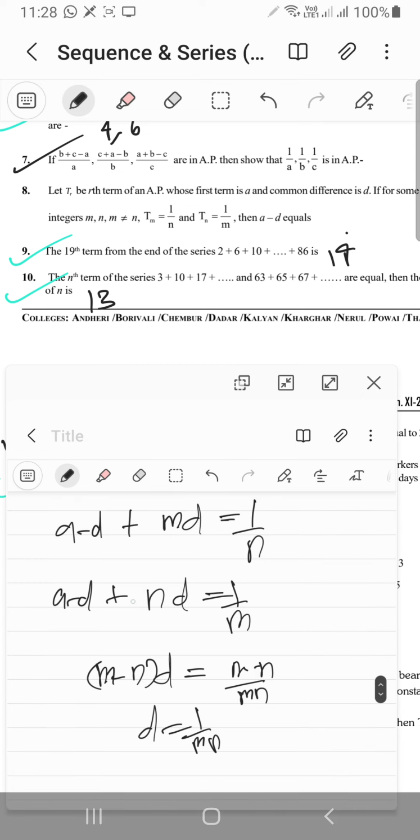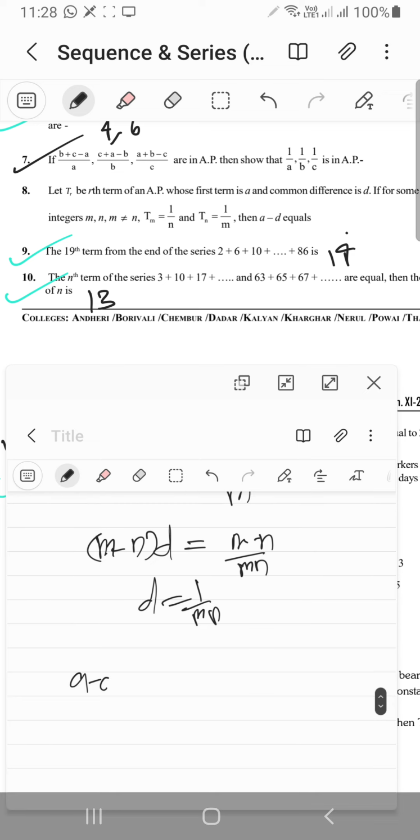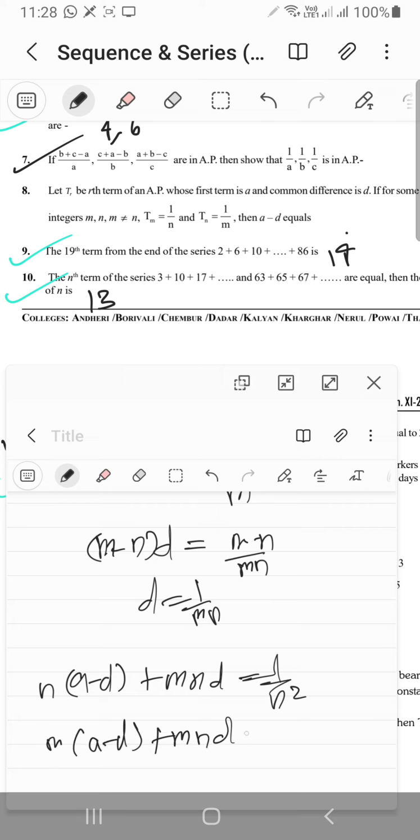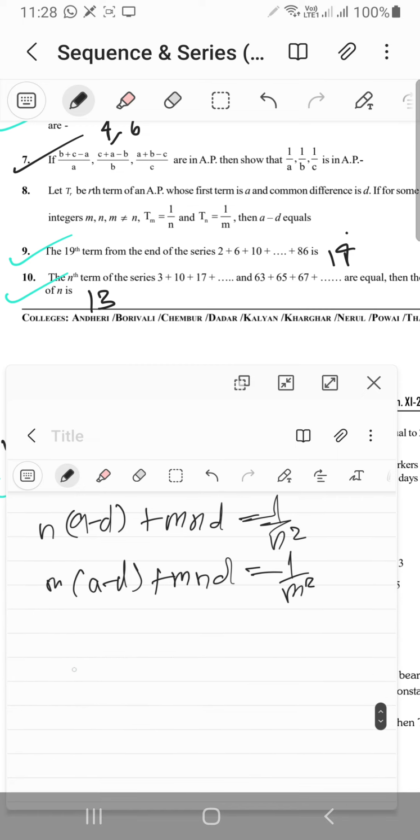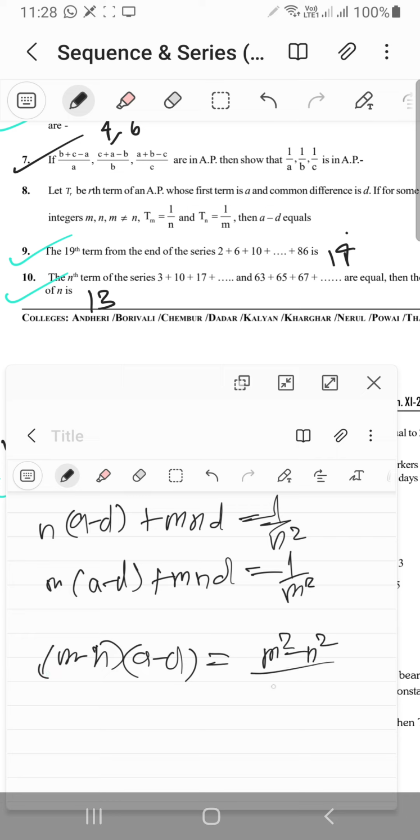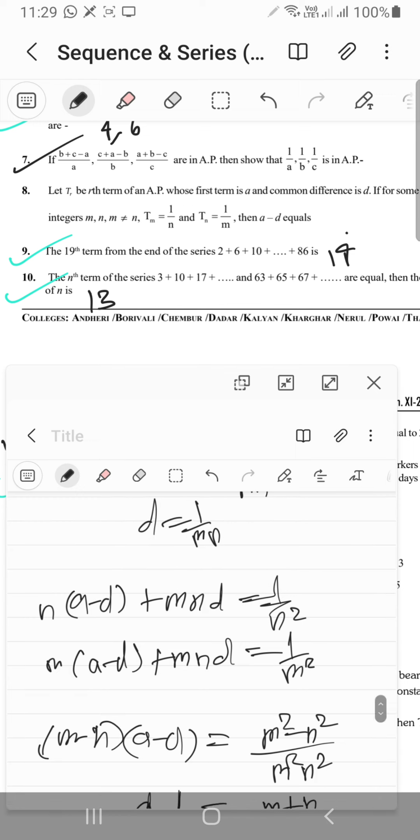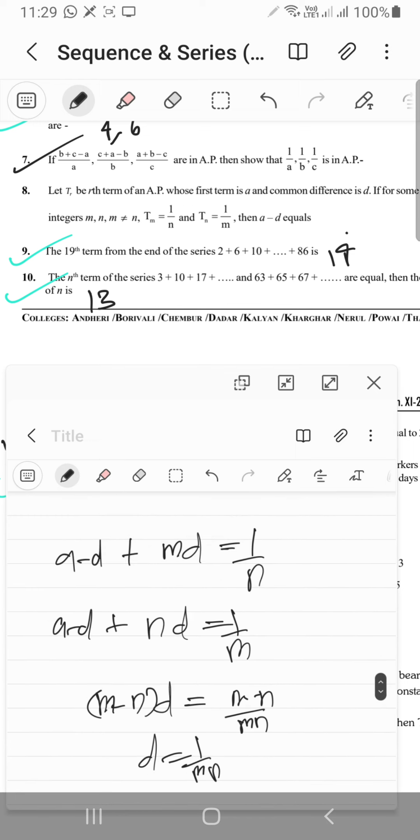And if you multiply this by, let's say, n, so like (a minus d) times n plus mnd equal to 1 upon n squared, and m times (a minus d) plus mnd is 1 upon m squared, and subtract these out. So (m minus n) into (a minus d), that thing will be m squared minus n squared upon m squared n squared. That means a minus d is m plus n upon m squared n squared. Yeah, I mean, it's still not the same thing, in fact. Yeah, something's weird about this.